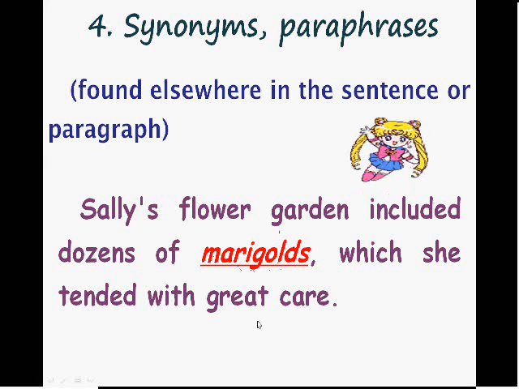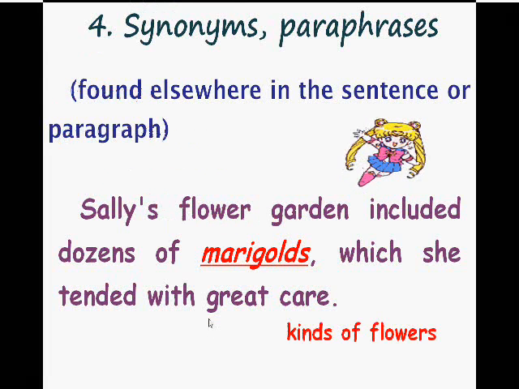Of course, the sentence is giving you another clue, which is a synonym for the word flower garden. It's another way of paraphrasing it. So the meaning of the word marigolds, of course, is kinds of flowers. So through the whole sentence, you can understand the meaning of this word if you look carefully at the sentence, and you try to look at the key word here, which is, of course, flower garden.